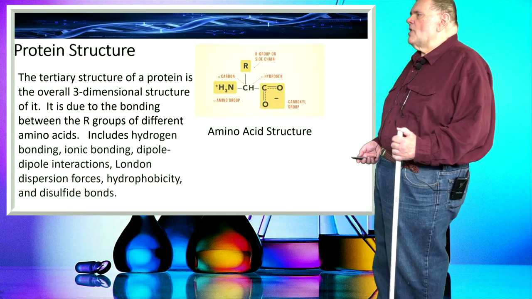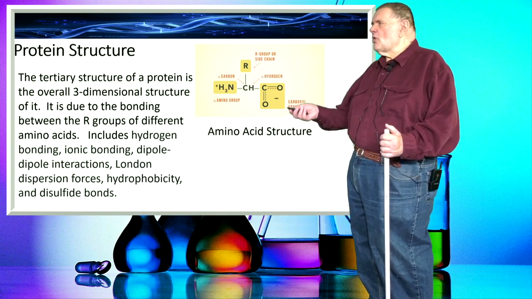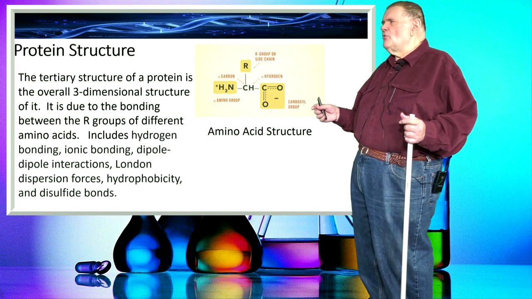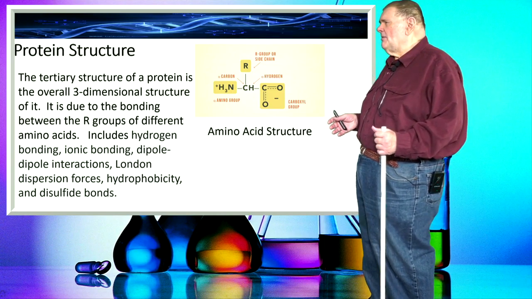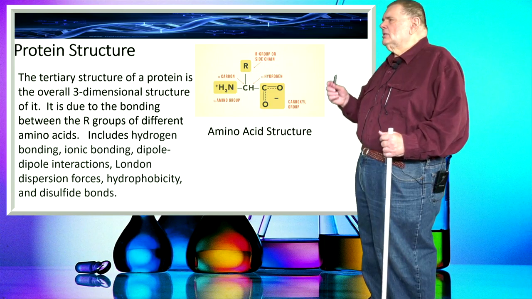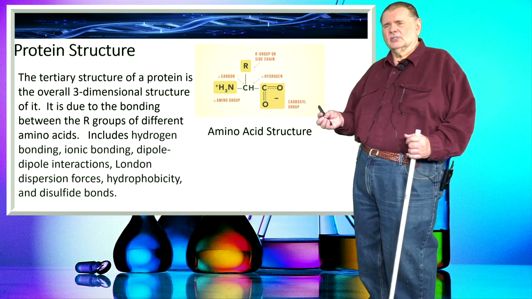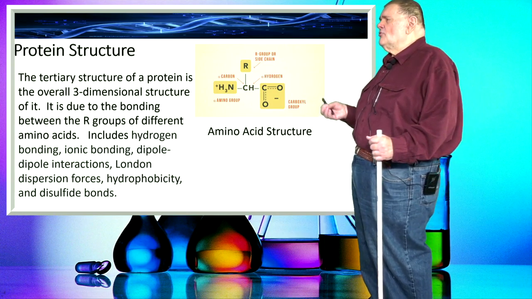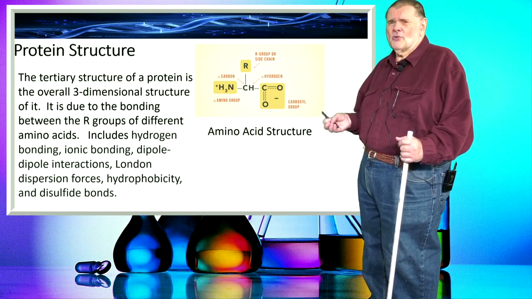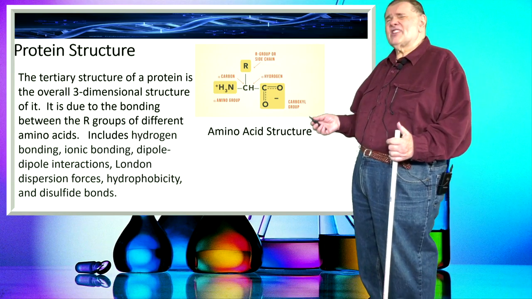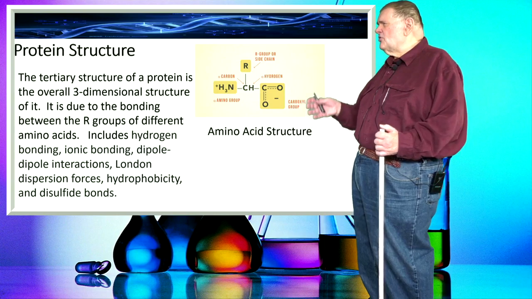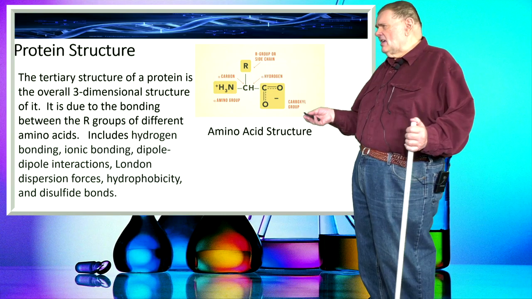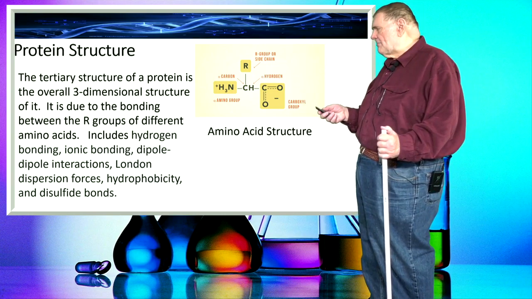The tertiary structure of a protein is the overall three-dimensional structure of it. It's due to bonding between those R groups that we have on the amino acids. There can be hydrogen bonding, there's ionic bonding, there's dipole-dipole interactions, there's London dispersion forces, there's hydrophobicity, and there's disulfide bonds. All of those contribute to that three-dimensional structure to make the shape of the polypeptide.